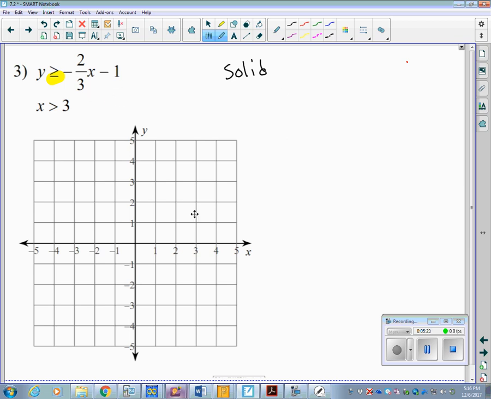I'm going to start off at -1 and use my slope, which is -2 over 3. So I can go down 3, I'm sorry, go down 2 and to the right 3. Down 2, to the right 3. Or I can start here at -1 and go up 2 but back 3. And once I do that, I'm able to draw my line, which is right in here.